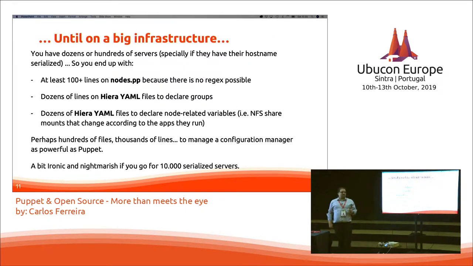Until you hit a big infrastructure. And then you have dozens of servers or hundreds of servers, especially if they have serialized host names. For example, I used to work in a place where the only difference between all the machines was the third letter of the name, which was VL something, so virtual Linux something, or physical Linux PL something, or CL as a container, was one letter that told me which environment it was. And then afterwards, it was four numbers. Every time a machine was created, it received a serial, which was the next available serial.